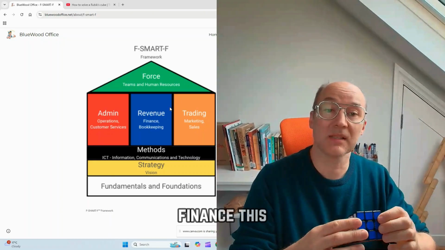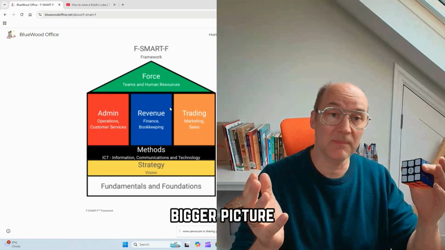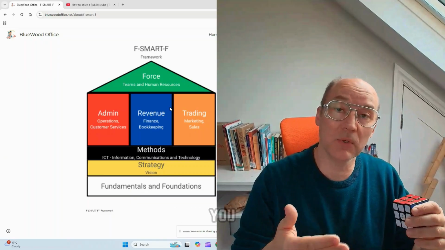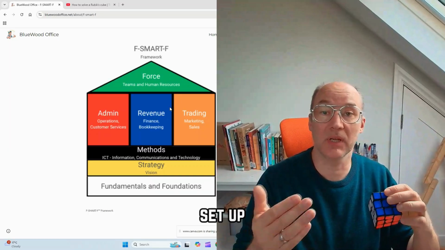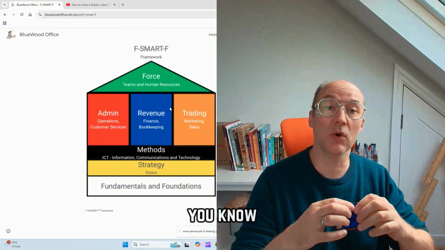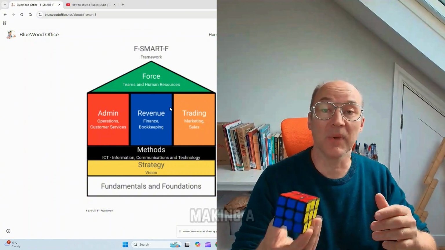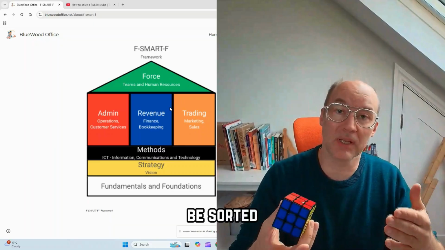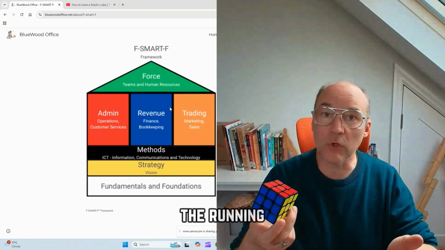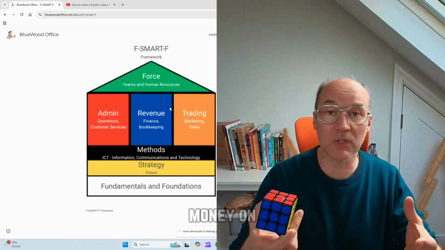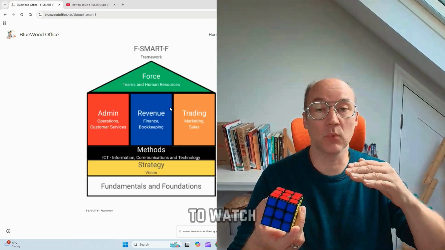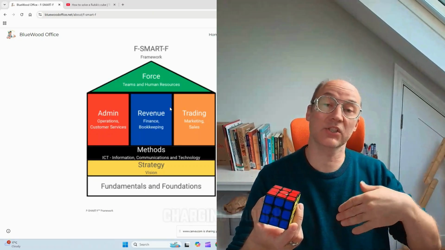So with finance, this could be bigger picture on your finances, bank loans, or where an accountant would help you, and you'd need an accountant to set up a limited company. And then day-to-day stuff so that you know on a daily basis, are you making a profit? This needs to be sorted in ICT software. You're spending money on materials, you're spending money on running the van, you're spending money on petrol, you're spending money on buying new tools. That needs to be costed, and you need to be able to watch where it's going and see that you're charging enough.